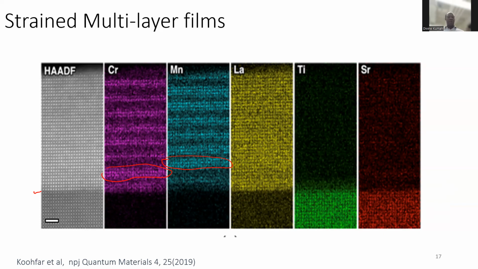Right, and so in this case, we're trying to grow these chromium manganese layers to control the magnetic properties of these systems and grow them on a substrate. And the substrate we grew on was strontium titanate. And strontium titanate allowed us to compress or stretch these films a tiny bit to change the magnetic properties of this particular multilayer film.